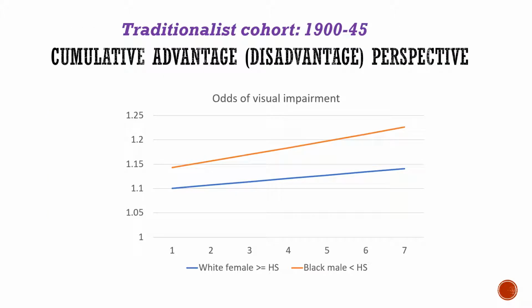If I just focus on the traditionalist cohort, those born between 1900 and 1945, I found that the cumulative advantage perspective is supported for the difference in odds of visual impairment between white females with at least a high school diploma and black males with less than a high school diploma. As you can see from the graph, the gaps in the odds of visual impairment between the two groups widen over time. So when you see the gap widens over time, we know that the cumulative advantage perspective is supported for these two groups of people.